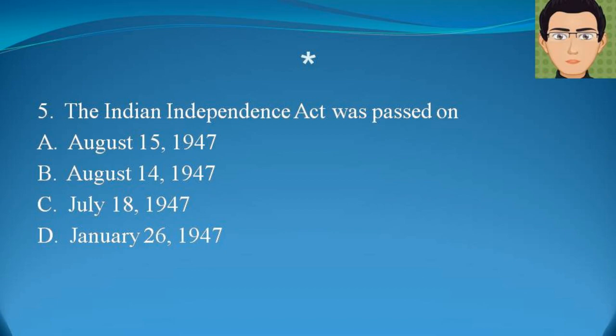Earlier it was declared that India will get its independence in June 1948, but the Hindu-Muslim riots led to an early independence on August 15, 1947.